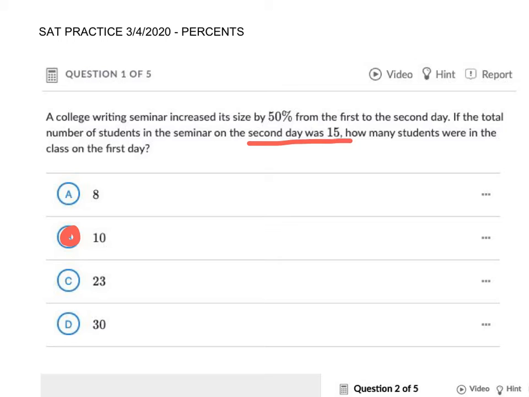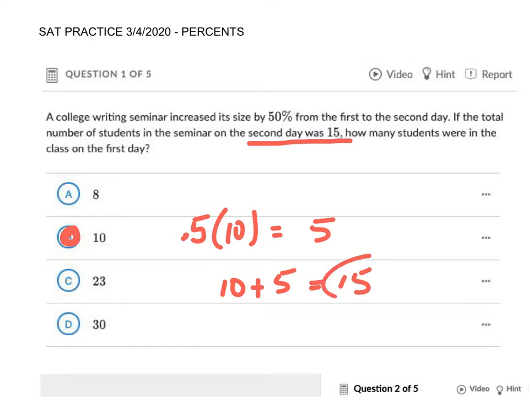It's multiple choice. All right, if you take 50%, 0.5 of 10, you get 5. Half of 10 is 5. Okay? Add that to the original amount, and that gives you a total of 15, which is what you're looking for. All right? So that's the number you're looking for on that one. Yeah, I thought it was 23 because I thought that this was the first day. Read the question. It happens. Okay. Question 2, 3 minutes.